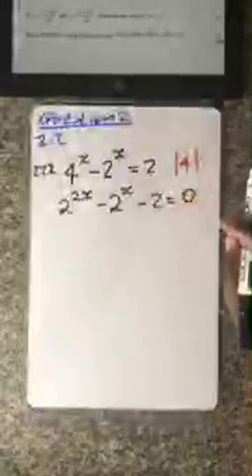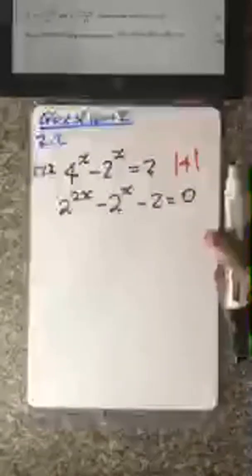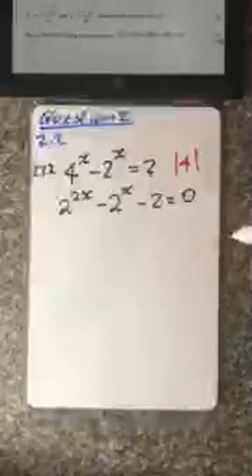We've got 4. We know 4 is the same as 2 to the exponent 2. Okay, so that is multiplied by that x, minus 2 to the exponent x. You cannot simplify these. Then we can now move that negative 2 to the left and equate this to 0. Very, very important, guys. Remember, when you move a number to the other side of the equal sign, it changes sign.